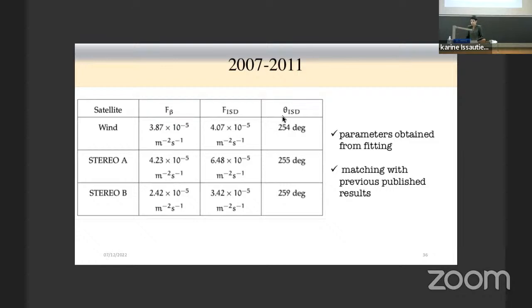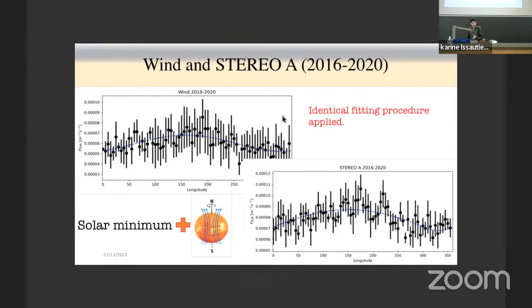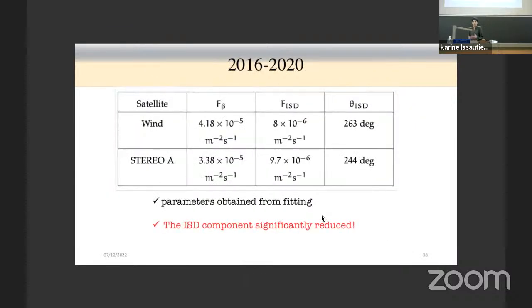And so we were curious to see what will happen in the data for the period where we also have the minimum, but the different polarity of the solar magnetic field. So we took the period from 2016 until 2020 and did basically the same procedure, but it's obvious here that this flux is quite flat. There is no prominent modulation that we can see, and also with the results, the interstellar dust component is significantly reduced.